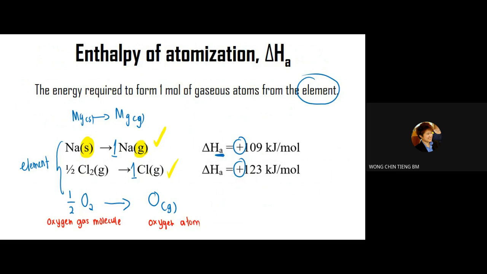Nampak beza? Ayat dalam soalan nanti. Whenever it's a gas, it's always O2 gas, a diatomic molecule. Dua-dua gas tau. Bila dua-dua adalah gas, bila dalam ayat, apa beza? Satu adalah oksigen gas molecule, dua biji. Satu adalah oksigen gas atom, satu biji. Okay, forever satu biji. Nampak?